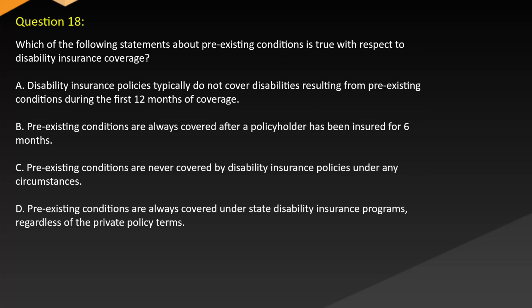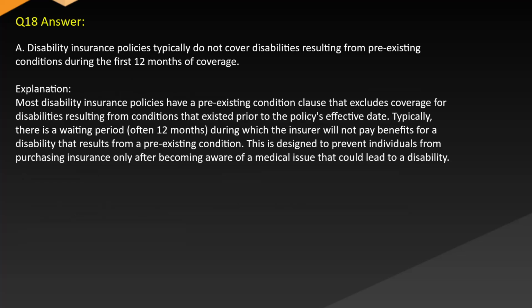Question 18. Which of the following statements about pre-existing conditions is true with respect to disability insurance coverage? A. Disability insurance policies typically do not cover disabilities resulting from pre-existing conditions during the first 12 months of coverage. B. Pre-existing conditions are always covered after a policyholder has been insured for 6 months. C. Pre-existing conditions are never covered by disability insurance policies under any circumstances. D. Pre-existing conditions are always covered under state disability insurance programs, regardless of the private policy terms.